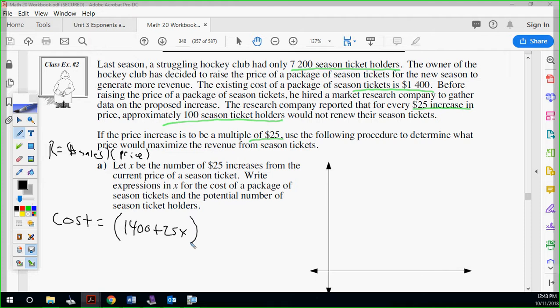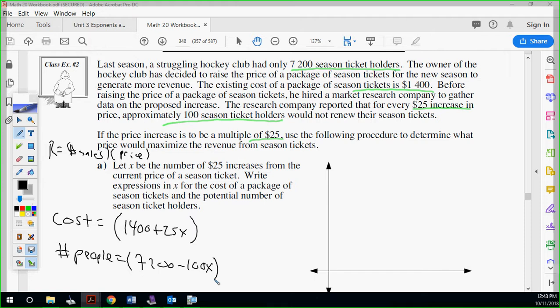So this is good. Okay. The cost is the price, right? That's what we're going to charge. And what Joel's talking about, where does the minus 100 come in? That affects the sales, right? So our sales number is affected by what we raise. So it's the same x. So if I raise this by 2, that means I'm losing 200 people. Do we understand that? So then the number of people is going to be the 7,200, and then what Joel said, minus 100x. Does that make sense?